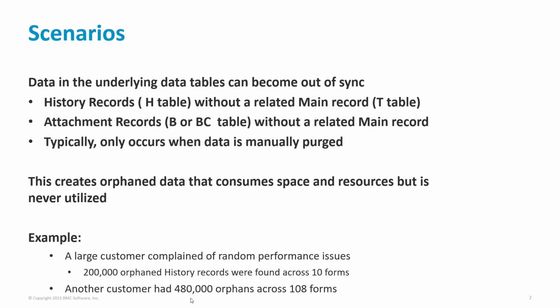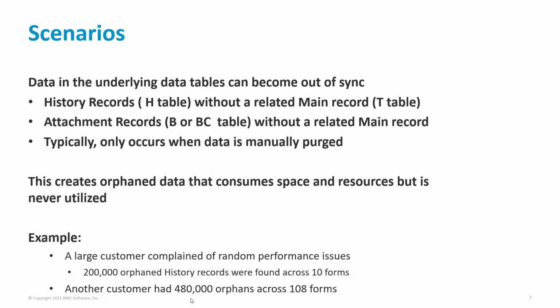And the same thing can happen with attachment records. Attachments are stored in two different tables, a B table and a BC table. I'm not going to go into more detail about these tables, but when I show the references later on, I'll provide a link that you can go and learn about how these T, H, B, and other tables are used by the ARSystem. But you may have a situation where these records in the B, BC, or H tables exist and no main record exists. And what that means is that these records are completely orphaned and nothing will ever touch them.